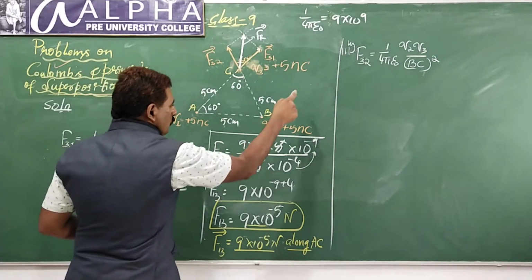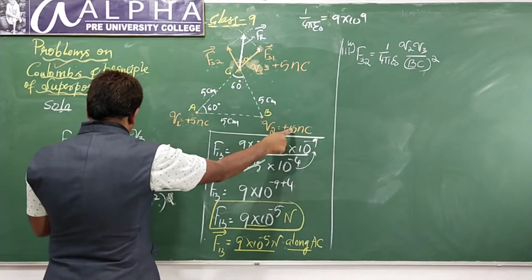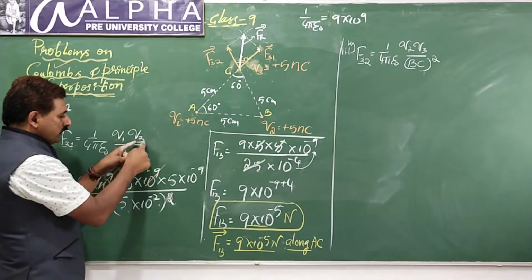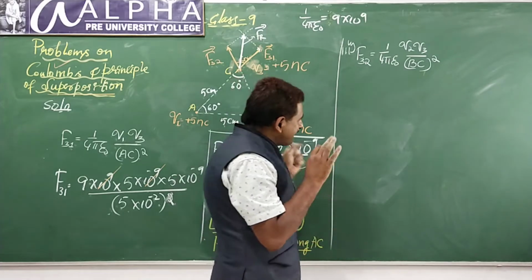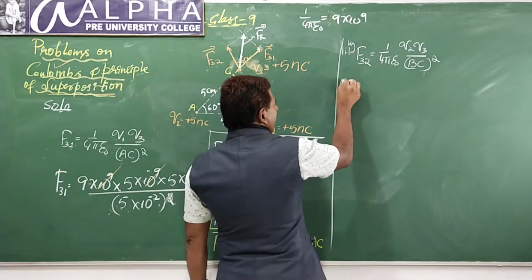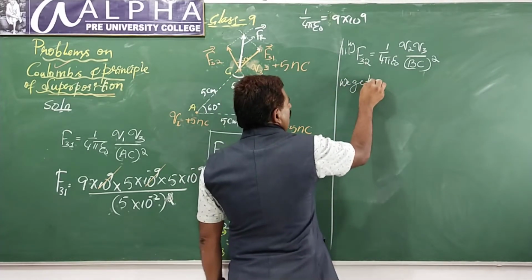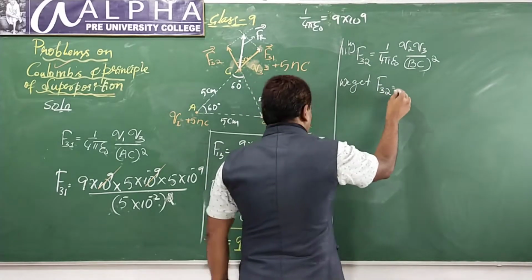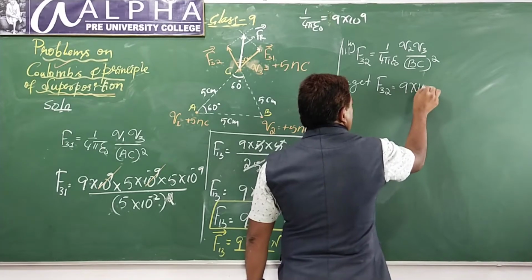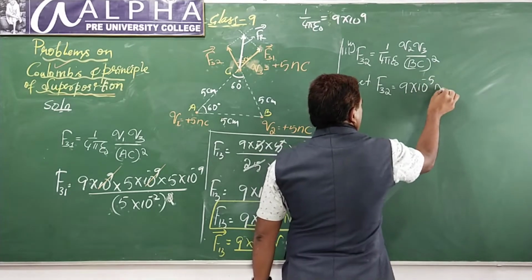What is Q2? Q2 is 5. Q1 also 5. 5, 5, right? Q3 5. You should write 5 only. All the three values same. That's why if you put the values, we get F32 same. What is that? 9 × 10 raised to the power minus 5 Newton.